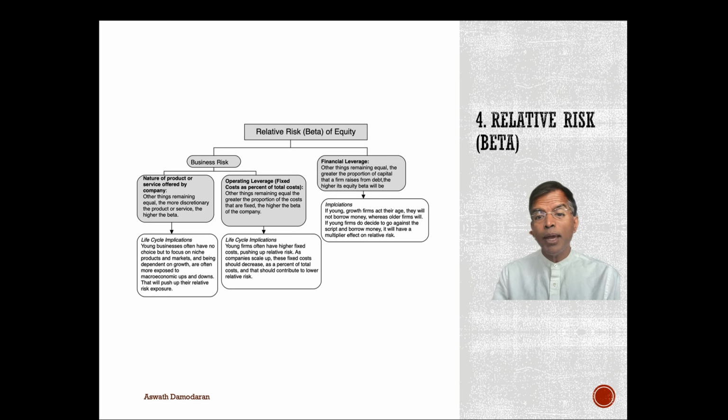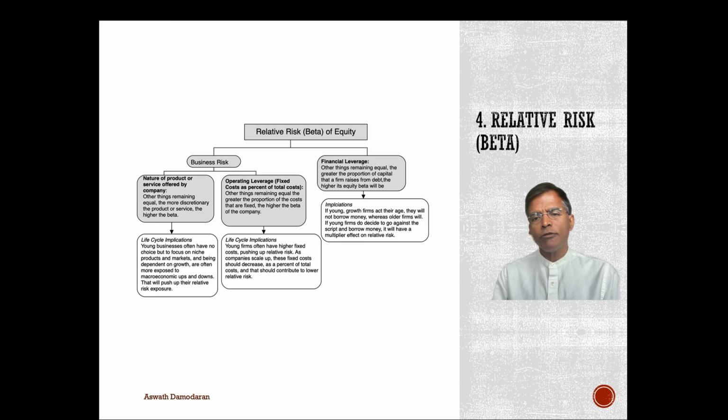And finally, because beta measures risk to equity investors, you can take a safe company and make it risky by borrowing money. Why? Because when you borrow money, you create a fixed cost, interest expenses, which you have to make in good times, not a problem, but you also have to make in bad times. It makes your equity earnings more volatile. What kind of business are you in? What kind of cost structure do you have? How much have you borrowed? All of those go into your beta.